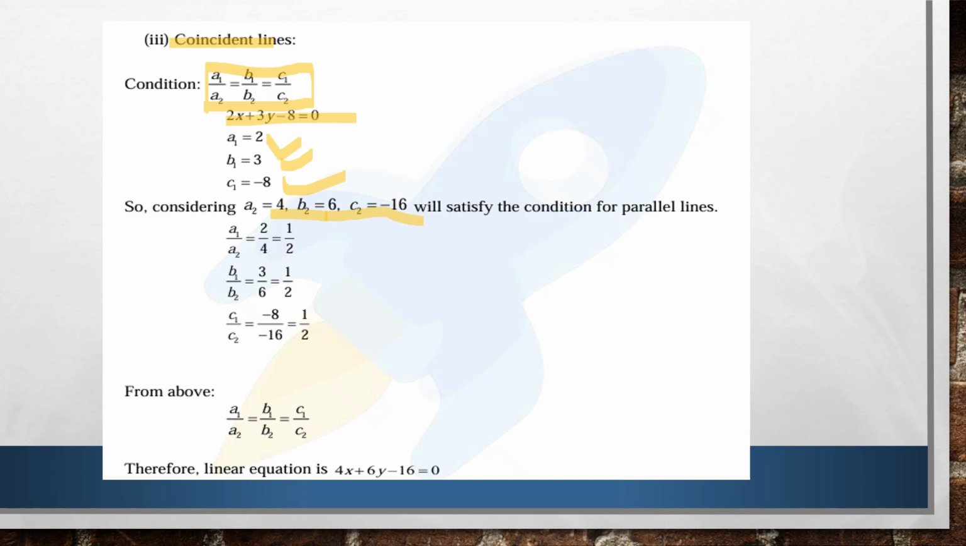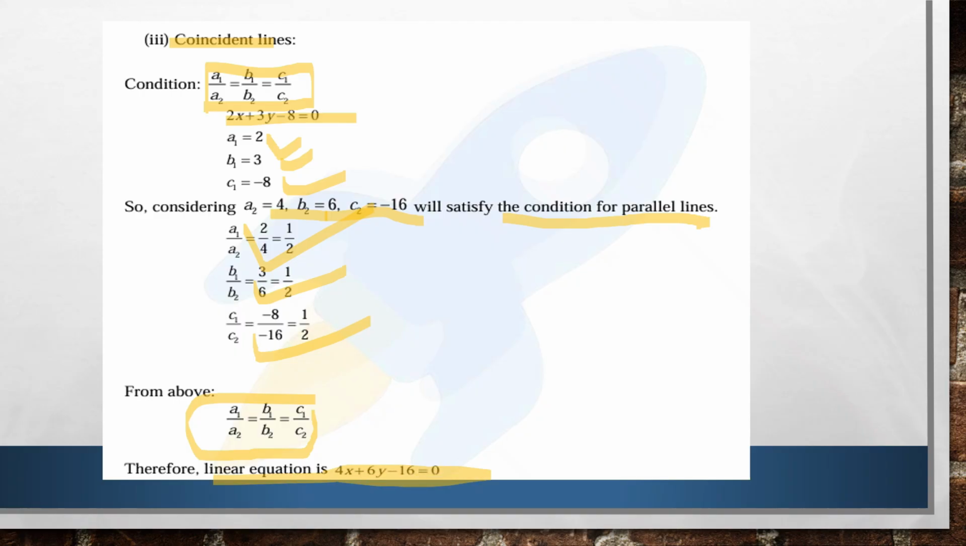To satisfy this condition, a1 by a2 is equal to 1 by 2, b1 by b2 is equal to 1 by 2, c1 by c2 is equal to 1 by 2. So from the above condition, I can write a1 by a2 is equal to b1 by b2 is equal to c1 by c2. Therefore, the linear equation is 4x plus 6y minus 16 is equal to 0.